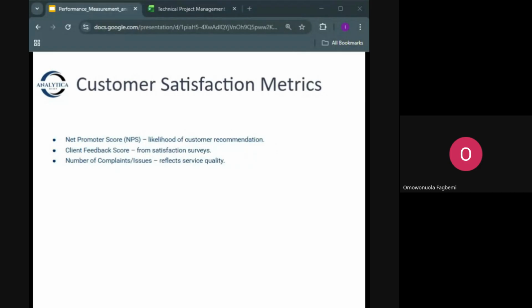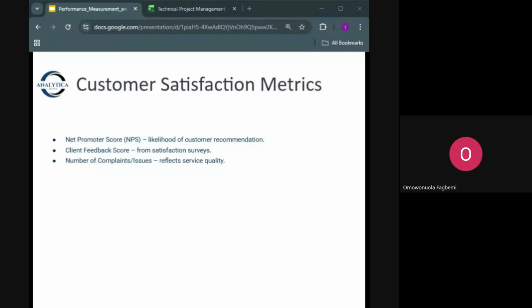Customer satisfaction metrics. So at the end of the day, the homeowner's satisfaction matters most. You can measure the client feedback, the net promoter score, the number of complaints. For instance, if the client is praising the finishing but complains about delay, our quality KPI is strong, but the schedule KPI needs work.